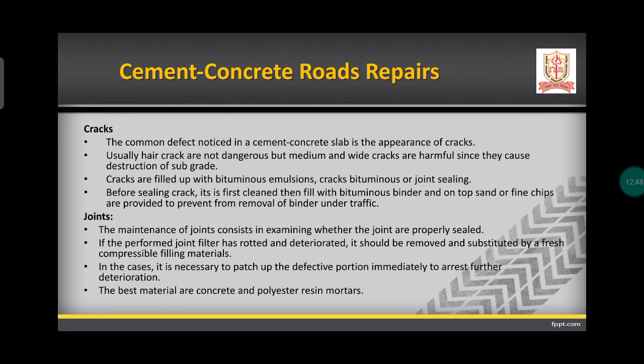Then the next one is the joint. The maintenance of a joint consists of examining whether the joints are properly sealed. If the joint filling has rotted or deteriorated, it should be removed and substituted by a fresh composite filling material. It is necessary to patch up the defective portion immediately to arrest further deterioration. The best materials are concrete and polyester resin mortar.